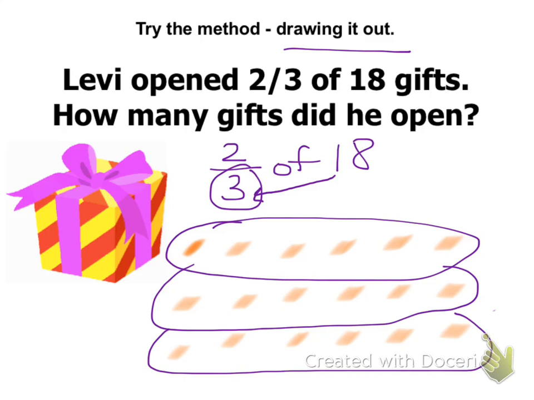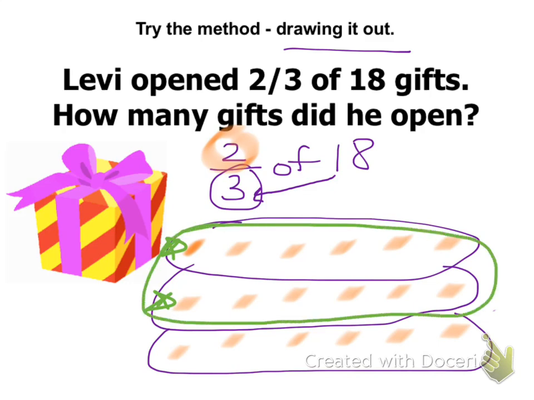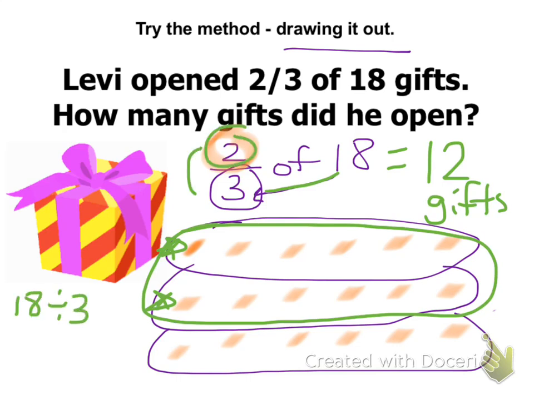And how many of those groups do I want? I want 2 out of the 3. So that means I want this group and this group. So in these 2 groups, I have 6 plus 6 is 12. So my answer to this would be 12. He would open 12 gifts. If you just think about the number sentence, you would be doing 18 divided by 3, and then times 2. 18 divided by 3 is 6. 6 times 2 is 12.